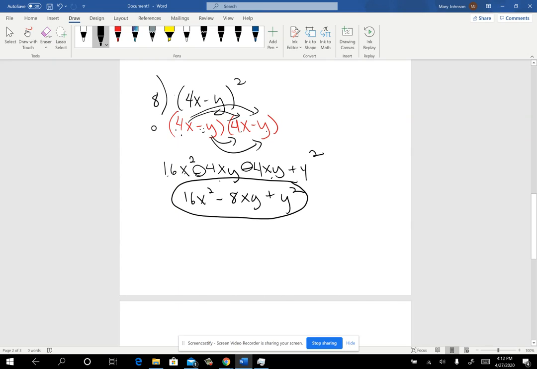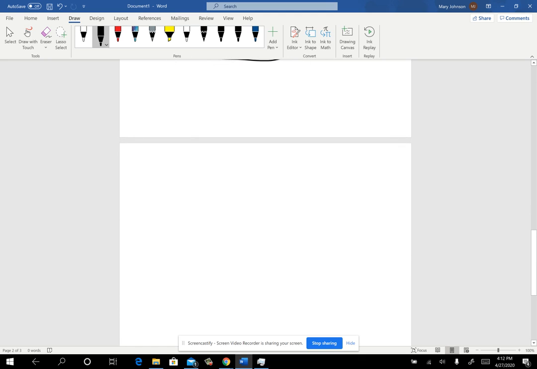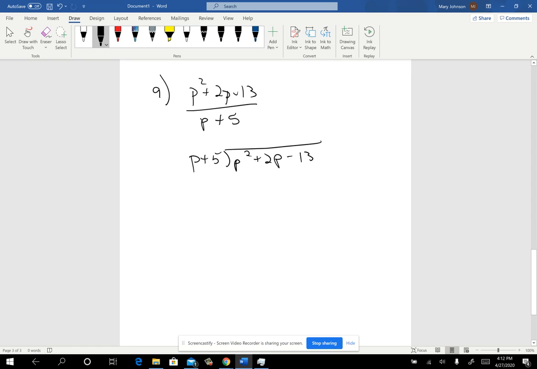Okay, and then number 7 is like that. It's just foiling things out. And I think if you saw what the answer was going to be, you could catch your mistakes on that one. So I won't take time to do it. And then number 9, that's a division problem. So it started out like this. Okay, and then what you got to do is set it up as a division. Okay, and then you've got to go ahead and work it out.